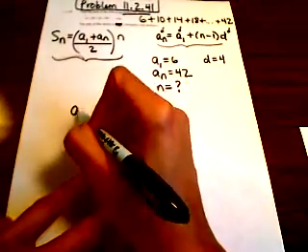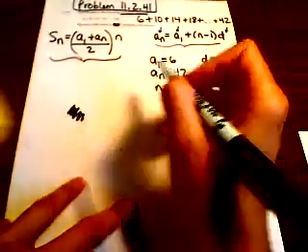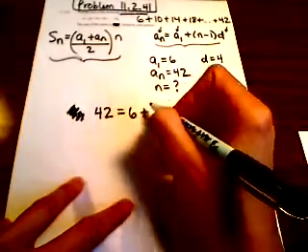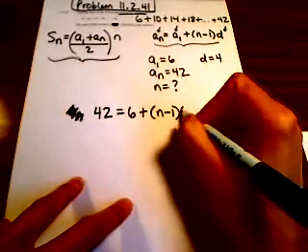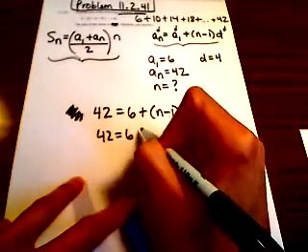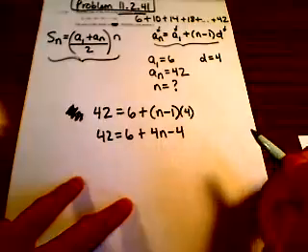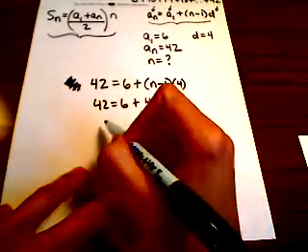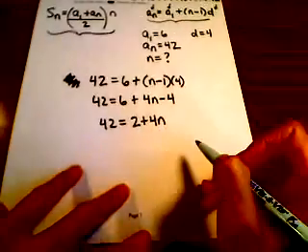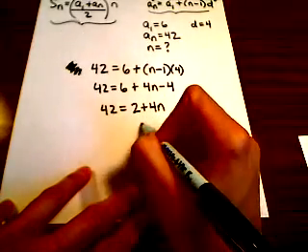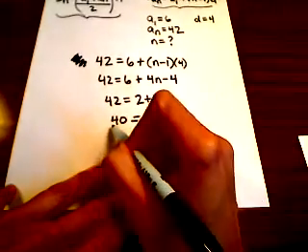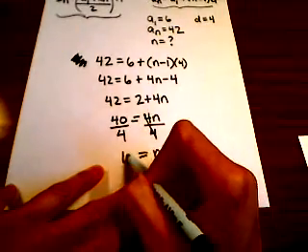So a sub n, which is 42, is equal to a sub 1, which is 6, plus n minus 1 times our d, which is 4. We're just solving for n, so we have 42 equals 6 plus 4n minus 4. If we collect like terms, this is 42 equals 2 plus 4n. Then we subtract 2 from both sides, so we have 4n equal to 40. Let's divide by 4. So n is equal to 10.